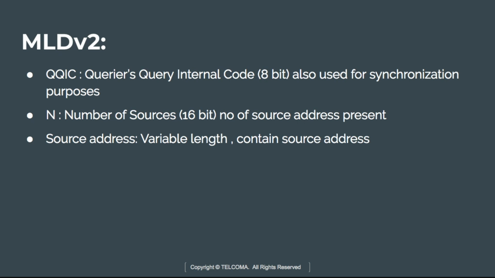Then there is QQIC, that is the querier's query interval code. This is of 8 bits, and it specifies the query interval that is used by the querier for synchronization. Next is the number of sources field. Here it is 16 bits, and it is represented as N, and it specifies how many source addresses are present in the query. When it is set to 0, it means it has a general query and a multicast address specific query, and when it is set to 1, it means it has a multicast address and source specific query. The source addresses field is of variable length, and it will contain source addresses of a node, and here the length is specified by the number of addresses specified in the N field.